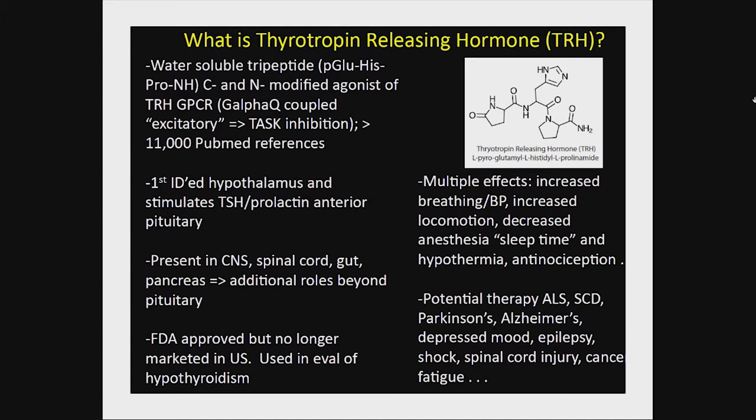Okay. And this is a really heavily studied area with the TRH compound. There's over 11,000 references in PubMed that reference TRH. It was first identified in the hypothalamus of millions of livestock animals, and it stimulates TSH and prolactin secretion in the anterior pituitary. So it has an important endocrine role. But it's also present throughout the CNS, the spinal cord, it's in the gut, it's in the pancreas, so it has probably additional roles. It's an FDA-approved compound, but it's not marketed in the United States anymore. And it was used primarily by endocrinologists in the evaluation of hypothyroidism, but apparently they don't use it anymore.